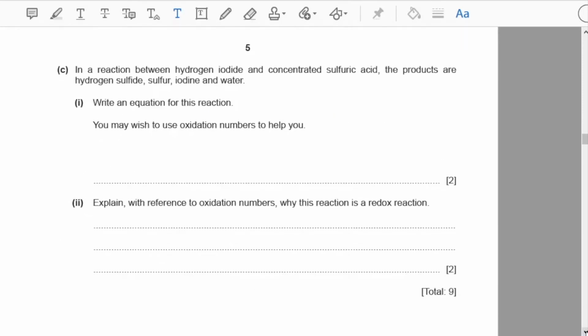Part C. In a reaction between hydrogen iodide and concentrated sulfuric acid, the products are hydrogen sulfide, sulfur, iodine, and water. Part 1. Write an equation for this reaction. Okay. So hydrogen iodide reacting with H2SO4, and this gives hydrogen sulfide plus sulfur solid plus iodine gas and water.